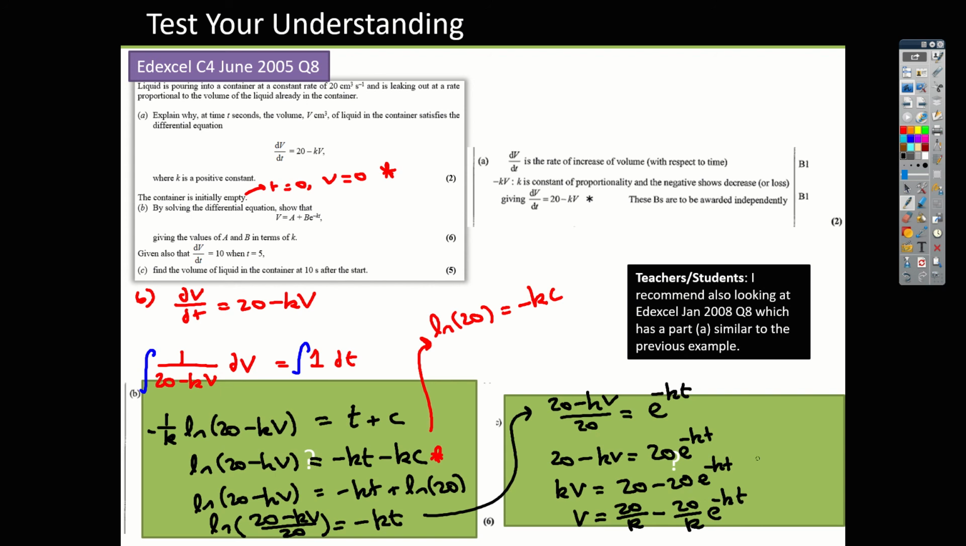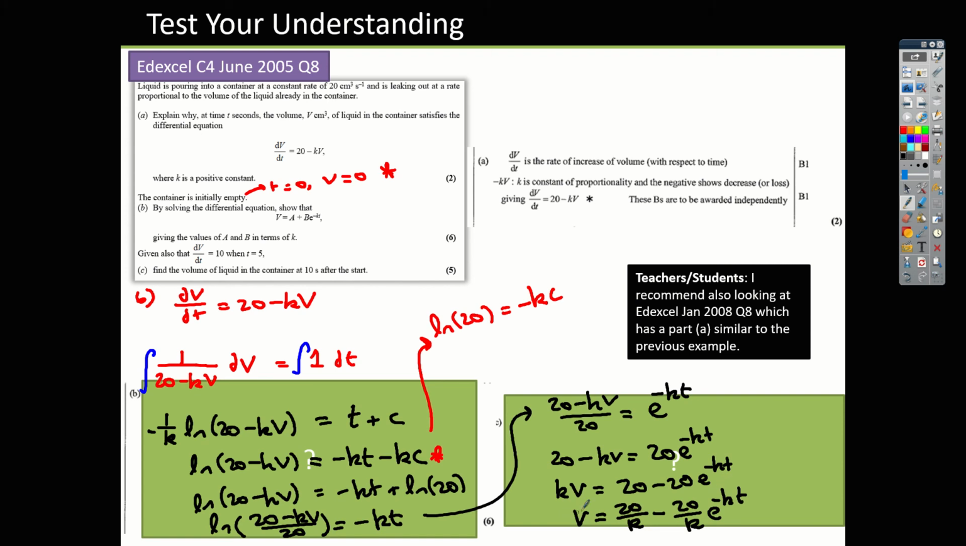Great. Okay, so we're done now. We've got our form for v written in the form that we want, with our a and our b being given in terms of k. Excellent. Now, given also that dv by dt equals 10 when t equals 5, we can now actually figure out this constant k as well. We've got more information that we can sub in, and that's going to help us figure out k.